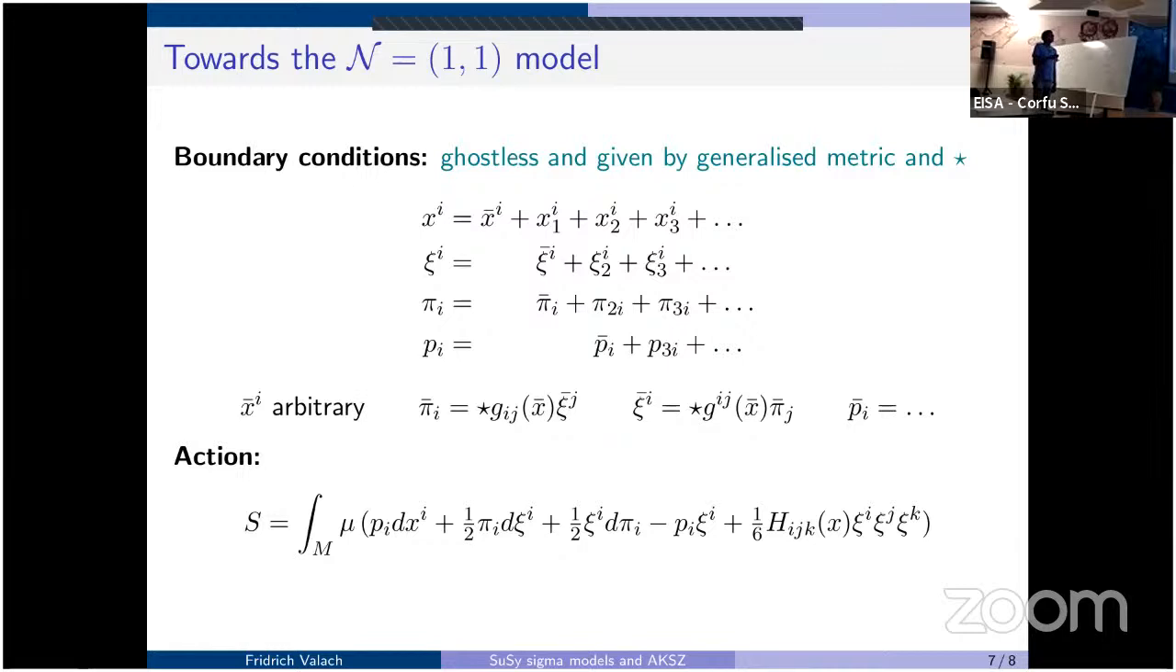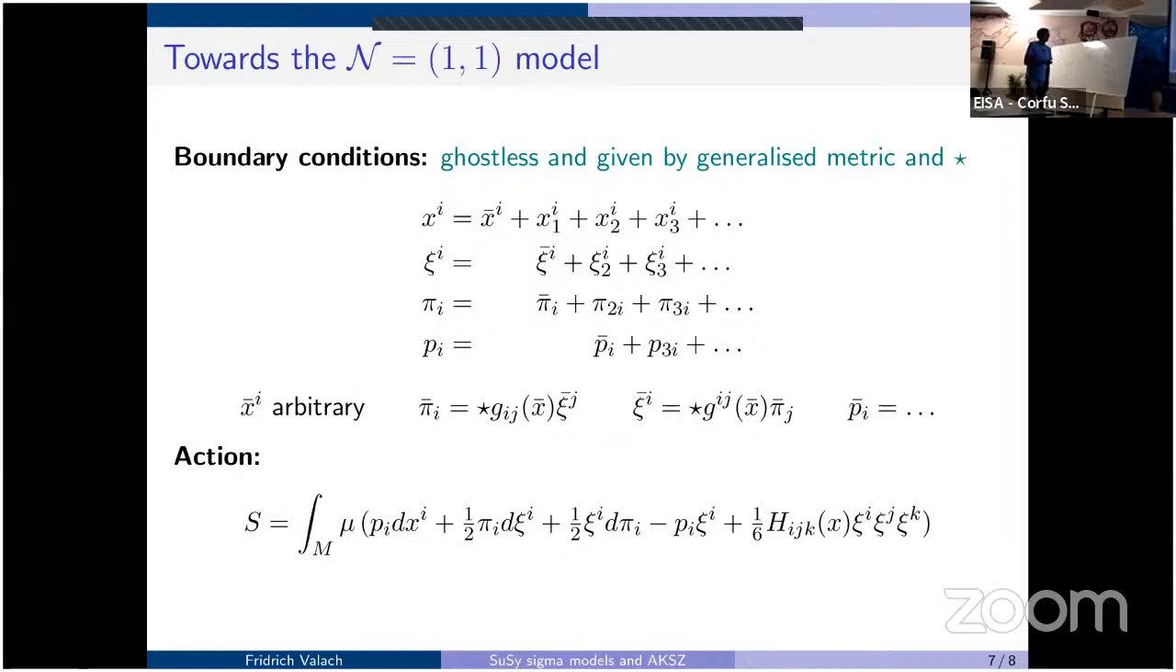But then I have to cut this space of these things in half in some way. So for that, I use the generalized metric and star, and I impose the following condition. And again, maybe this looks a bit random, but there is a much nicer way. But for the lack of time, I'm giving you this complicated expression.